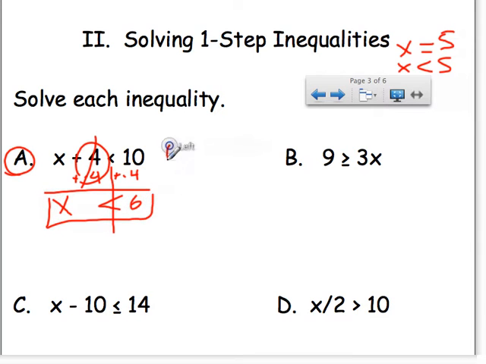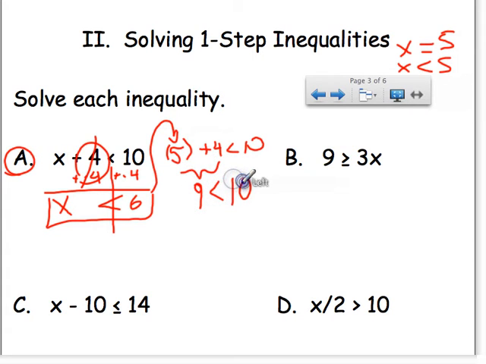To check my answer, I'm just going to substitute in. X plus 4 should be less than 10. I cannot substitute in 6 because x is not equal to 6. I can substitute something smaller than 6, such as 5, and see if that's less than 10. 5 plus 4 is 9. 9 is less than 10, so my answer checks out.